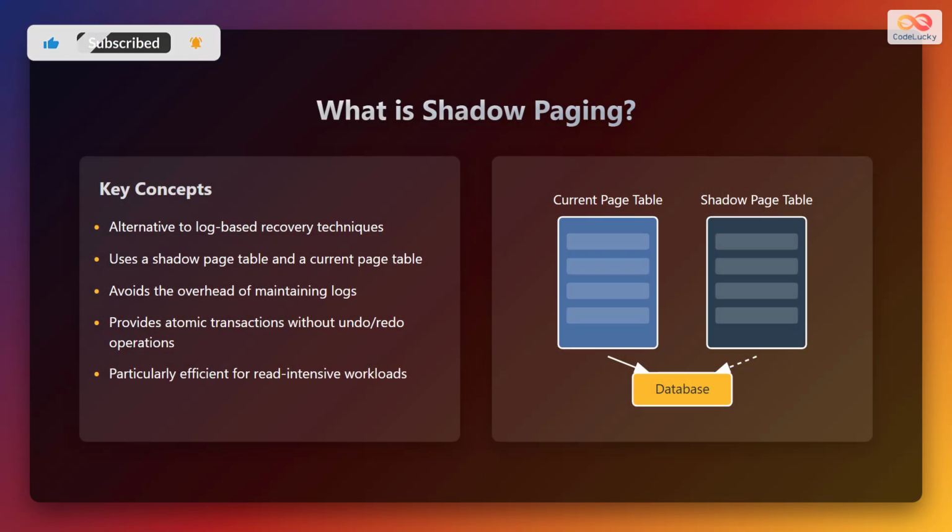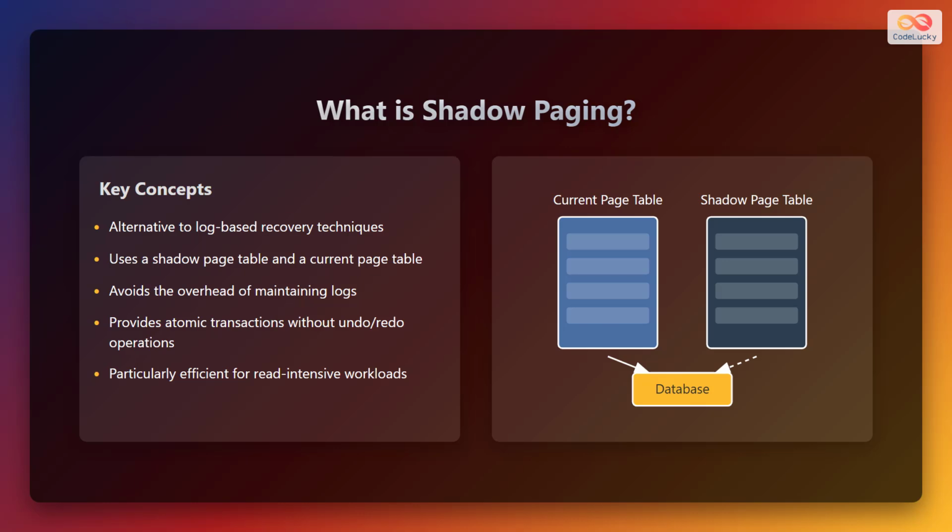Shadow paging is an alternative to log-based recovery techniques. It uses a shadow page table and a current page table. This avoids the overhead of maintaining logs. It provides atomic transactions without undo or redo operations. Shadow paging is particularly efficient for read-intensive workloads.